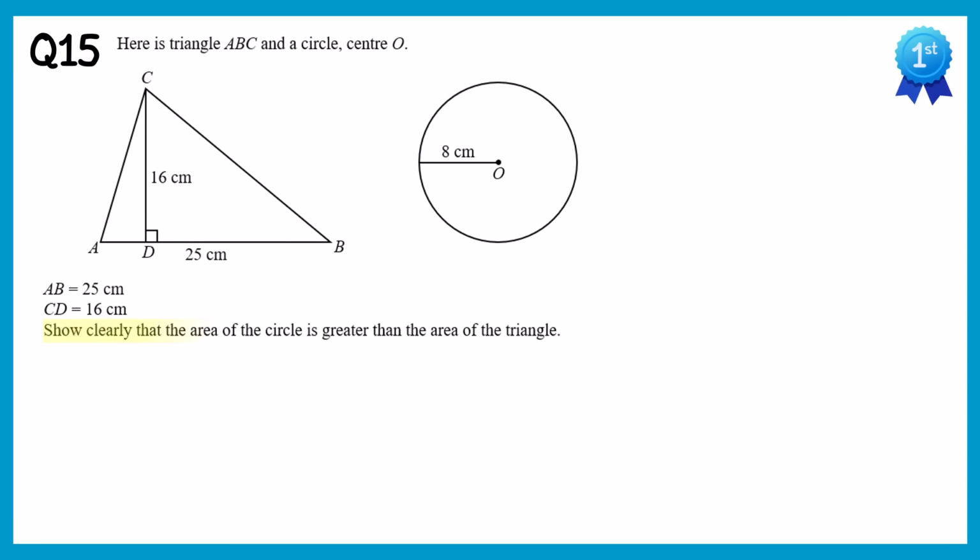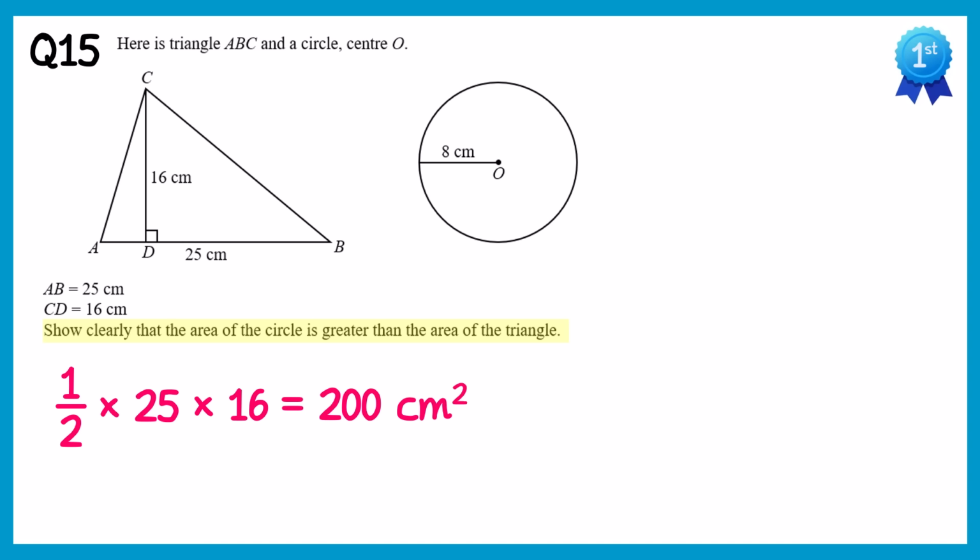In this question, we need to show clearly that the area of the circle is greater than the area of the triangle. Let's start by working out the area of the triangle. We do this by doing 1/2 multiplied by the base, which is 25, multiplied by the height, which is 16. You can type this straight into your calculator and you get the answer 200.